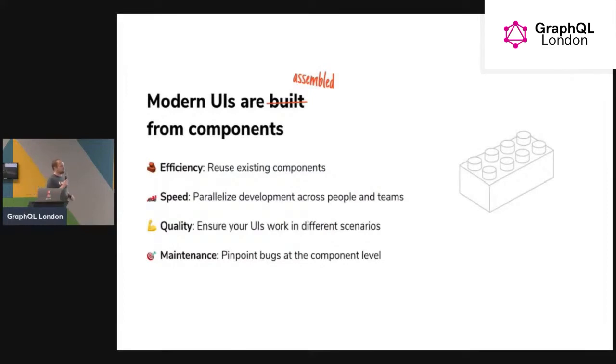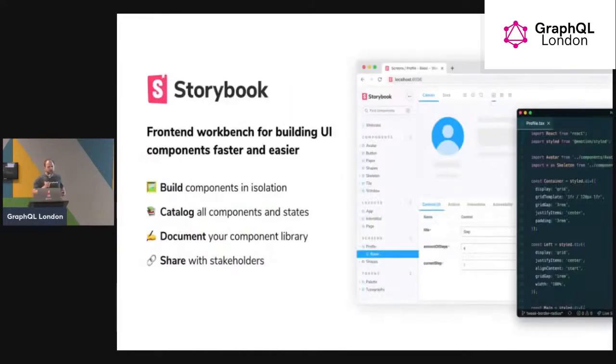So let me first introduce Storybook for a bit for those who don't know what it is. These days, modern user interfaces are built, or actually assembled, from components, right? People don't reinvent the wheel each time they build a new screen. They build buttons, input fields and forms and all that sort of thing, and then they reuse that all over the place in their web app or application. This brings efficiency and speed and quality and makes maintenance easier. And there comes in Storybook.